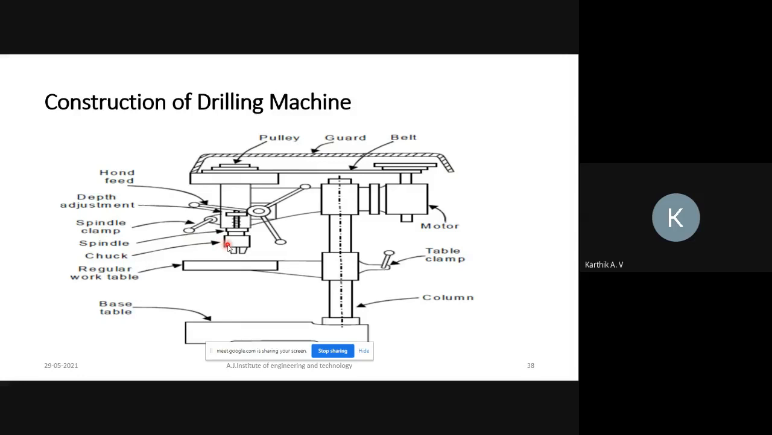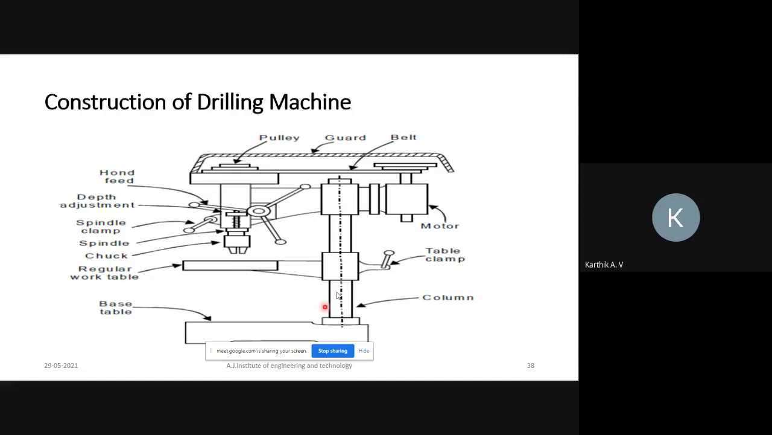Next, the chuck. There are different types of chuck, such as the 4 jaw chuck and 3 jaw chuck, same as the lathe machine. You can choose a particular drill bit and fix it in that chuck. The workpiece is placed above the work table, and suitable marking is required on the workpiece. Then you can create the particular hole in the workpiece with the drill bit.